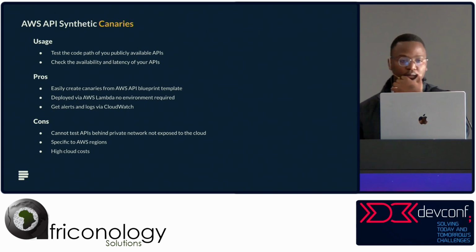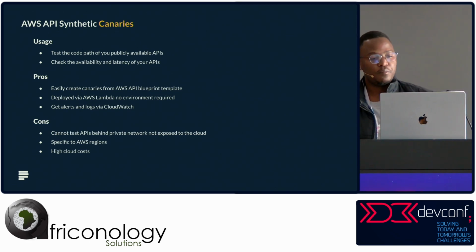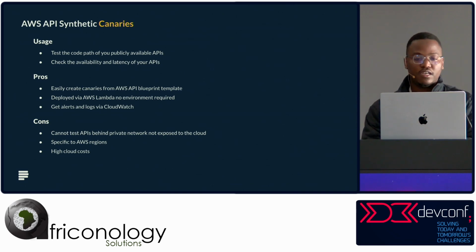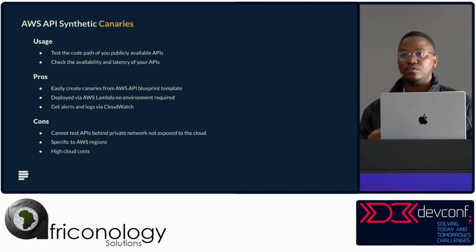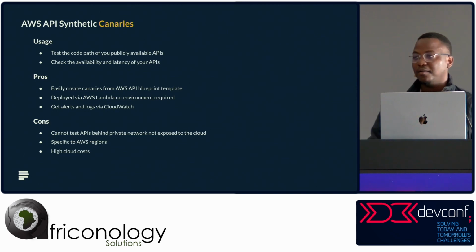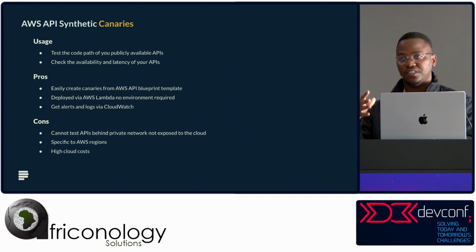So a little bit about AWS. In comparison to a custom canary, you'd use this to test publicly available APIs, and also check the availability and latency of those APIs. Some pros and cons for this. Since AWS is a well-known service, it also offers you some services that you can leverage to build these canaries, such as AWS Blueprint, which basically helps you to have an automated canary generator for a specific protocol.